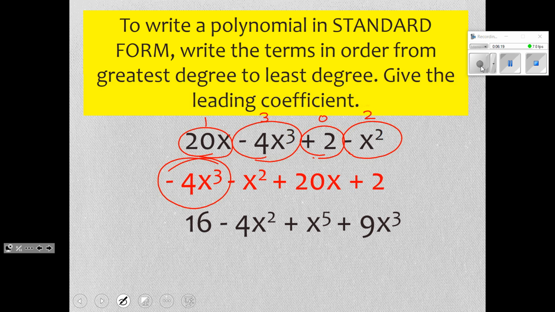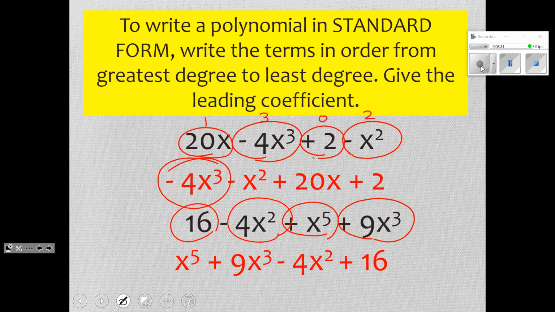In this one, if we were to write it in standard form, we would write x to the 5th power first, x to the 3rd power next, x squared, and then the constant. So it would be x to the 5th plus 9x cubed minus 4x squared plus 16. And the degree of the entire polynomial is the highest degree, which is 5.